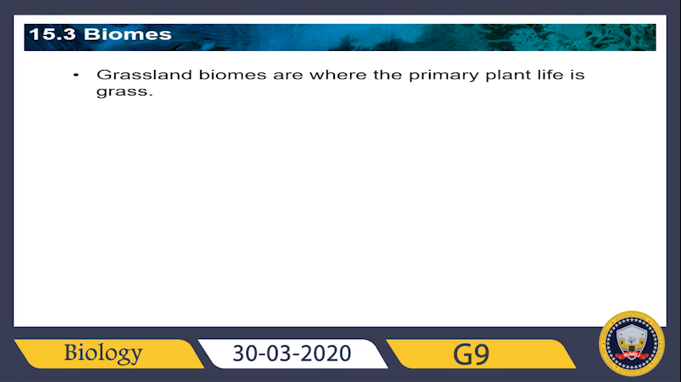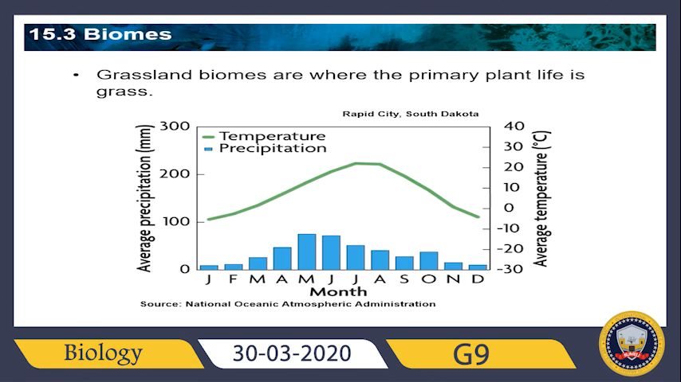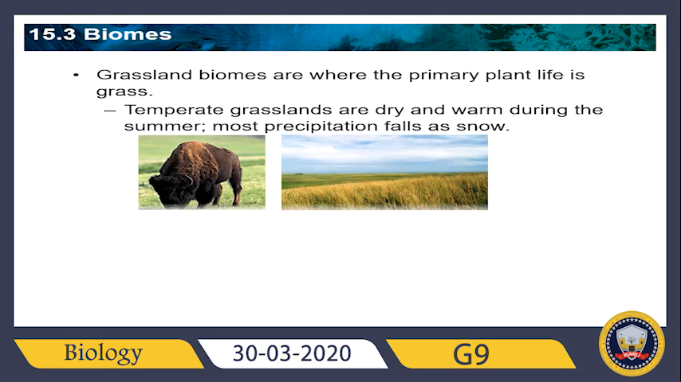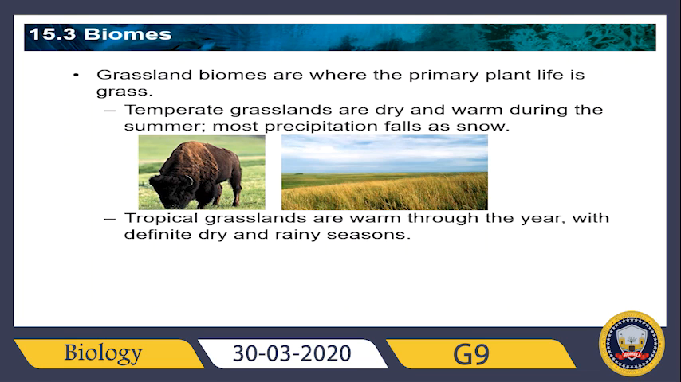Grassland biomes are where the primary plant life is grass. Primary plant life means the basic plant life. The first plant life you see is grass. Now, temperate grasslands are dry, warm during the summer. Most precipitation falls as snow in the temperate grasslands. So we have two grasslands, guys. We have tropical grasslands and we have temperate grasslands.